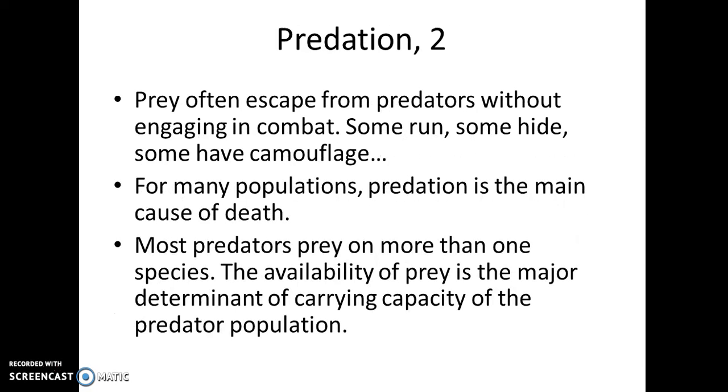Prey often escape from predators without engaging in combat. Some run, some hide, some have camouflage. So prey really don't want to have to fight the predators. Now, for many populations, predation is the main cause of death. Now, most predators prey on more than one species, and the availability of prey is the major determinant of carrying capacity of a predator population. Remember, if you need to, hit pause to get the information down.